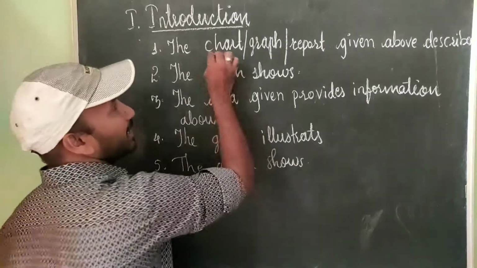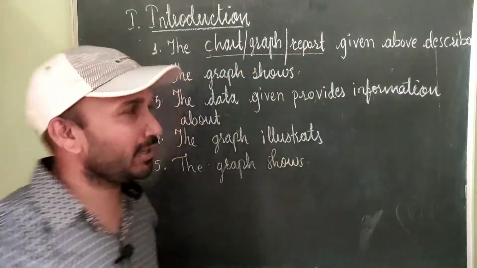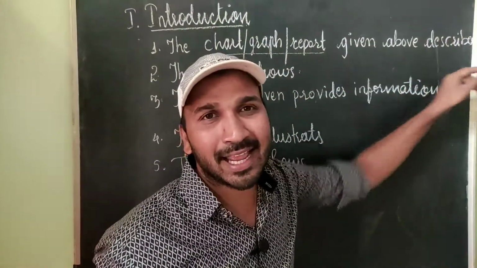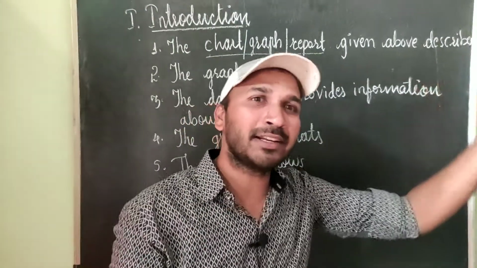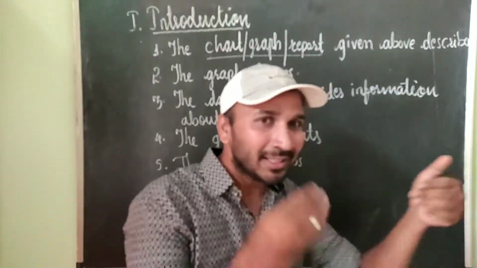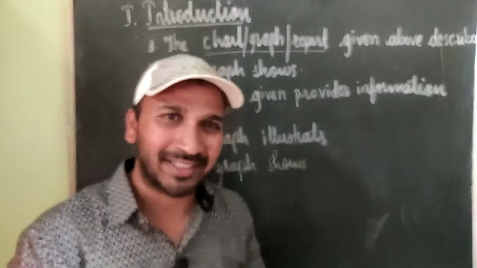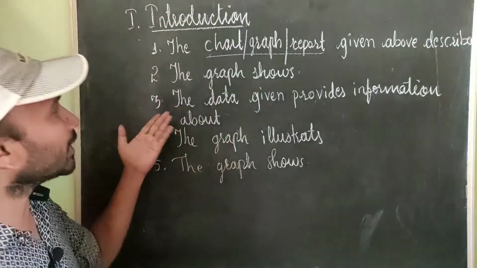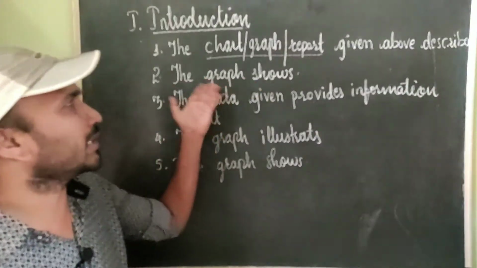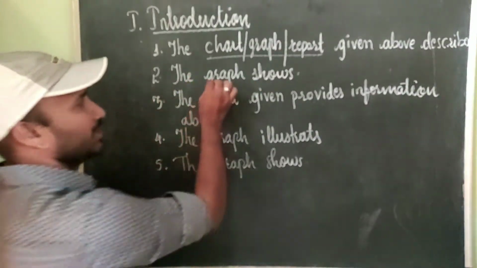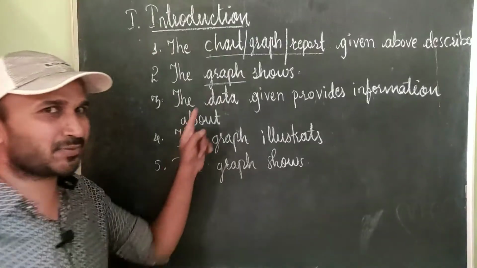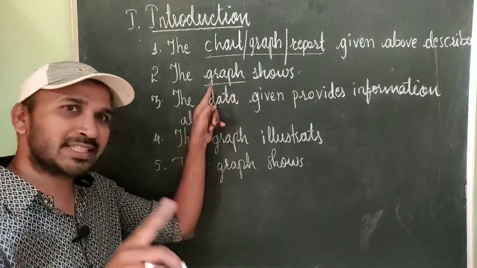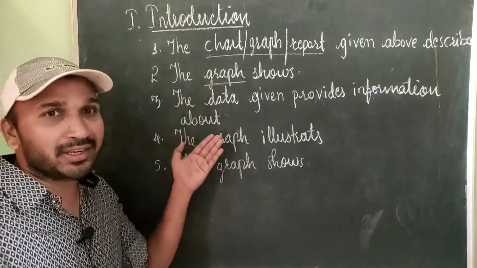After that, you have to write what is given and what it describes, and the facts given will be there in the question. It will be given in the question. That much only you have to write. Or you can write that the graph shows; just replace this word. If a graph is given, write graph. If a chart is given, write chart.